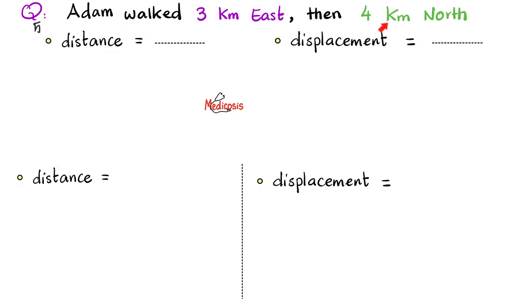What is the distance and what is the displacement? Please pause and try to answer it yourself. So this person walked 3 kilometers east. So here's 3 kilometers going east.